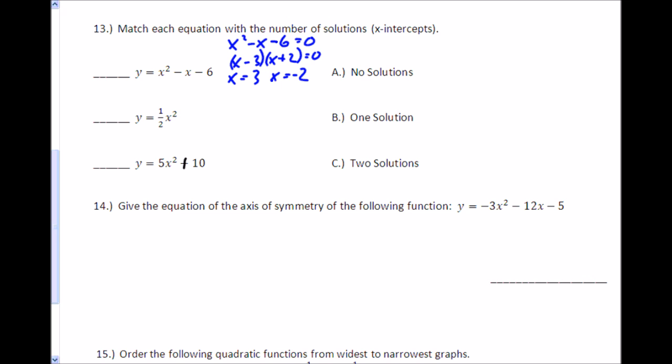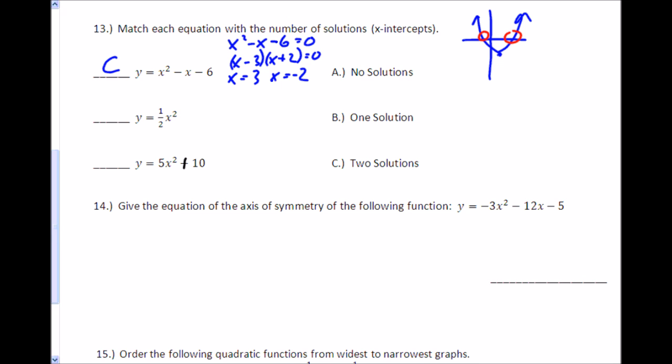I could also think of it in terms of graphing. If I found the vertex for this one, the vertex is going to be down here somewhere, and I actually drew the parabola, I'd find out that it crosses the x-axis in 2 places. That would make this have two solutions also, because remember, solutions and x-intercepts are the same thing.